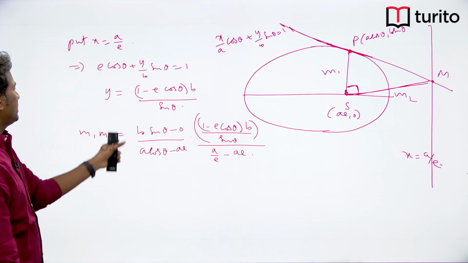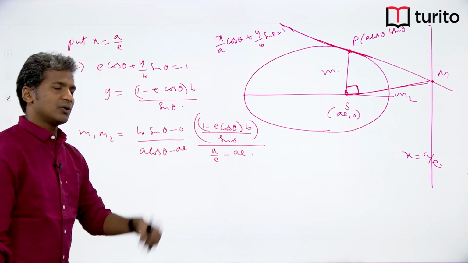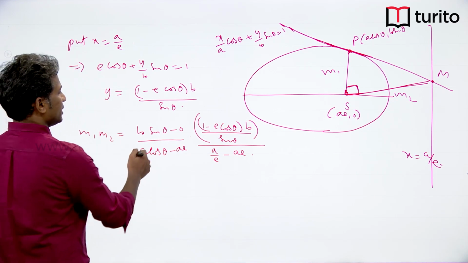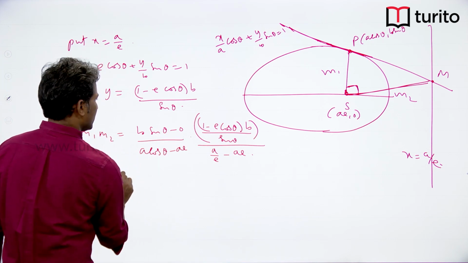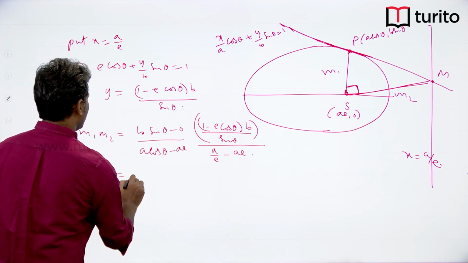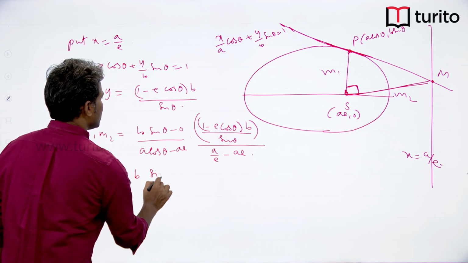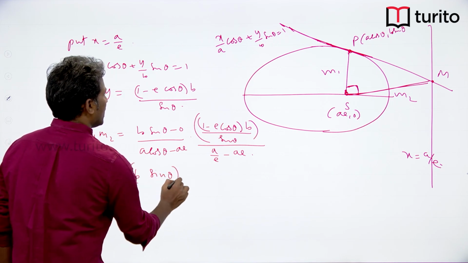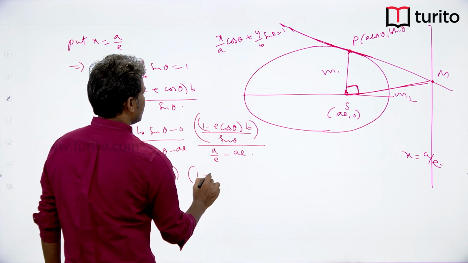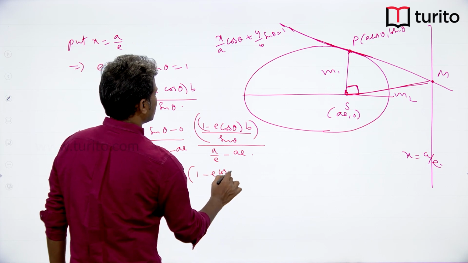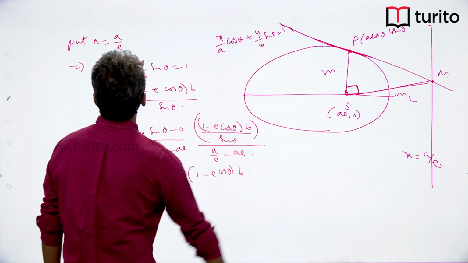So now let us see if these terms can get cancelled or not. So here if we notice this sin theta can get cancelled. So let me just simplify them. So we are getting b into sin theta, and here we are getting 1 minus e cos theta into b.